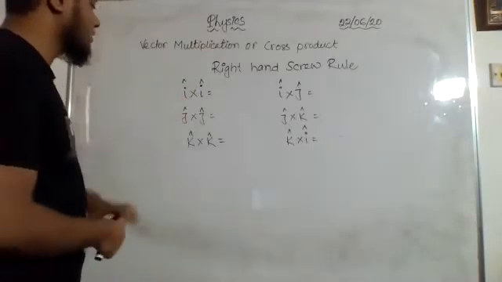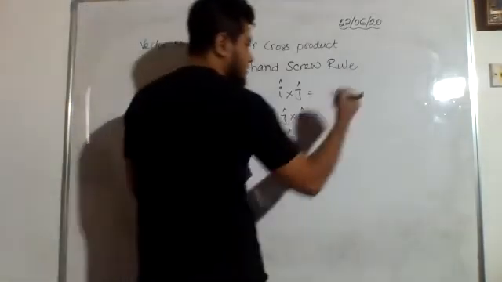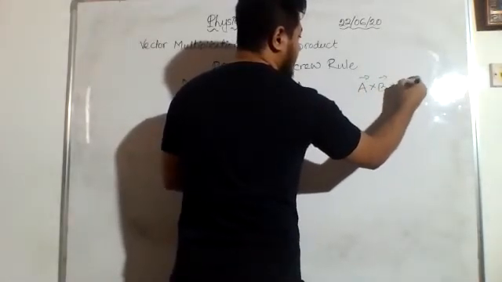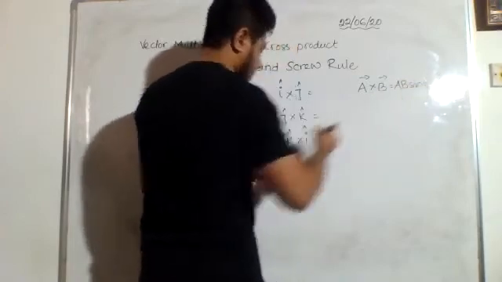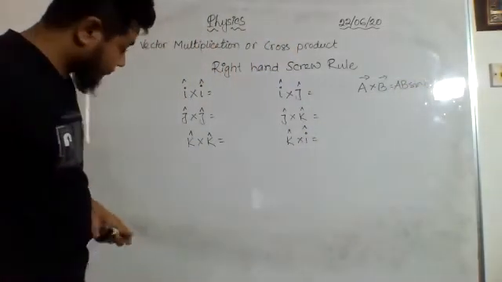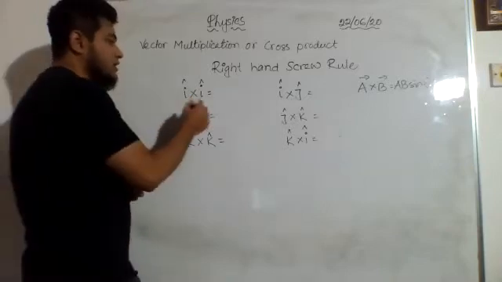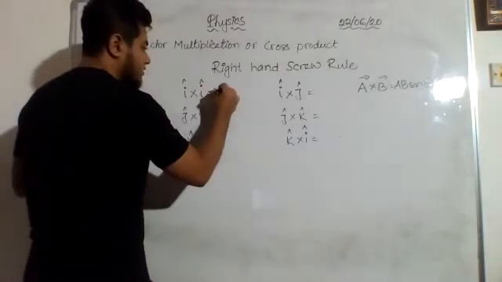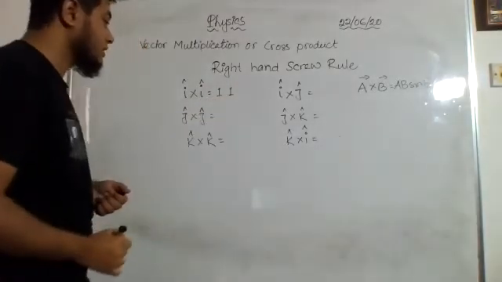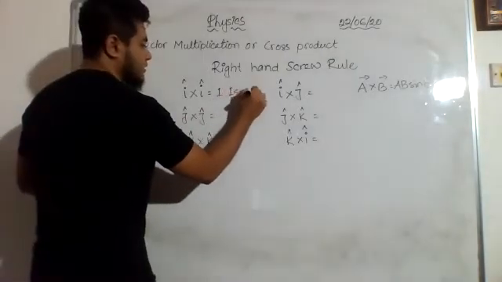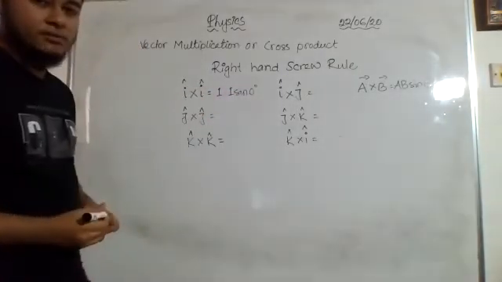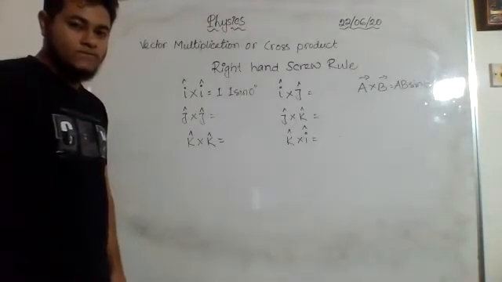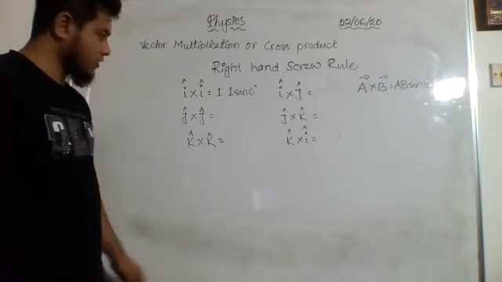So let us try to write I cross I following this rule. The formula that we learned, A cross B is equal to AB sine theta. We already know this, right? So for I cross I, what is the magnitude of I and I? These are unit vectors, right? So the magnitude of them is 1. Then sine 0 degree. Why sine 0 degree? Can anybody explain? Because there is no angle between them. Very good, no angle between them.